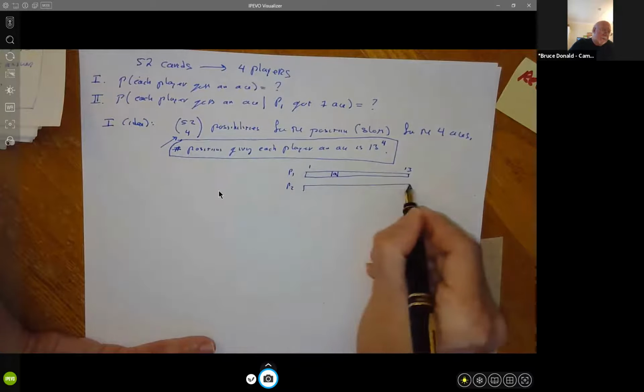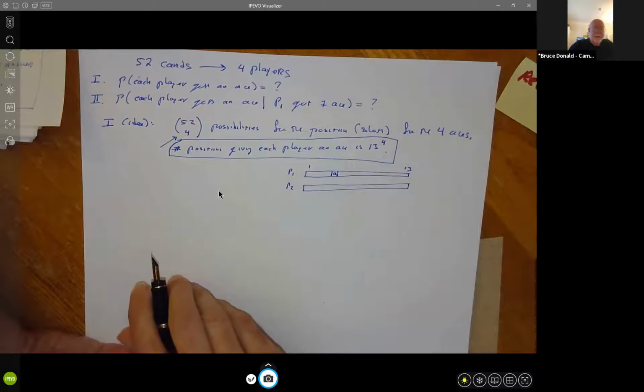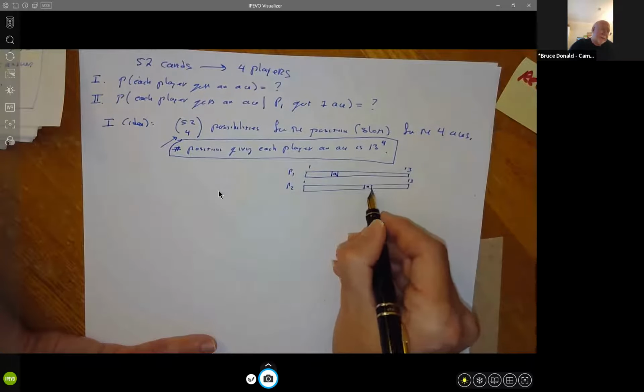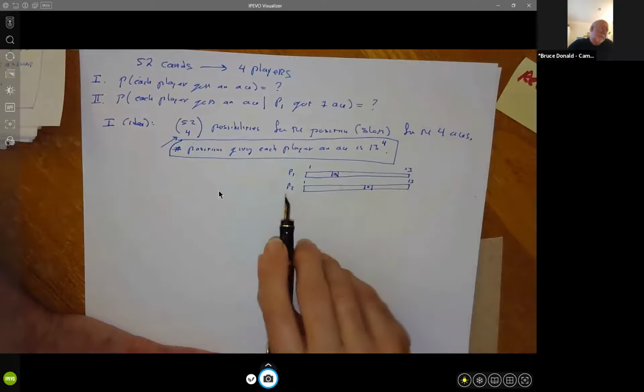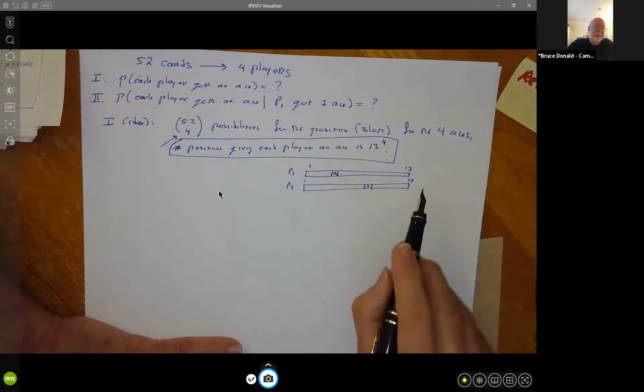So player 2 also has 13 cards, and if they're going to get an ace, it can go anywhere too. So that also goes from 1 to 13. And we don't know where the ace is, but it's a position like this. So for 2 players, the places where the ace can go, there are 13 choices here and 13 choices there.